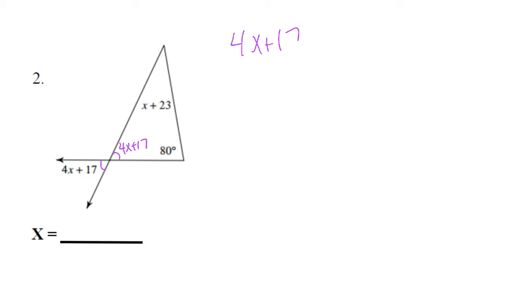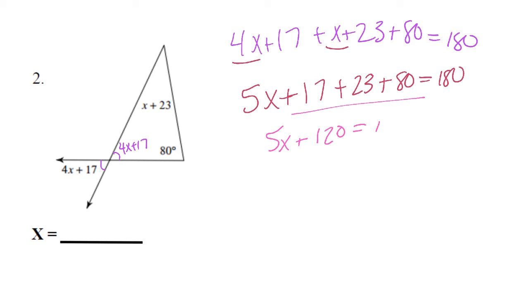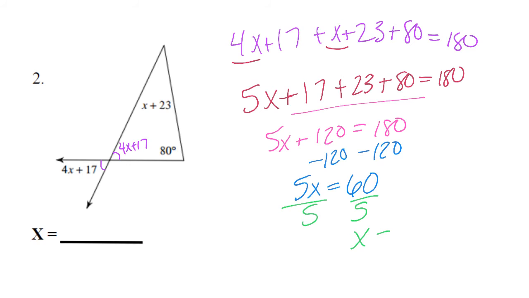So 4X plus 17 plus X plus 23 plus 80 equals 180. Combine your like terms. 5X and bring everything else down. Then combine all your numbers. So 5X plus 120 equals 180, minus 120 on both sides. 5X equals 60. Divide by 5 on both sides. X equals 12. So no matter what, all triangles are always going to add up to 180 degrees.